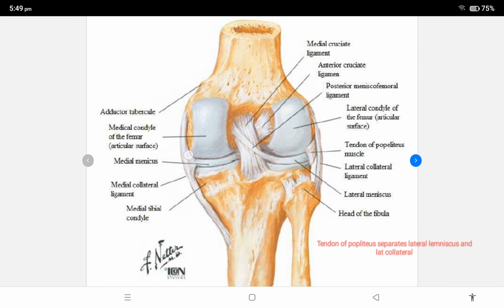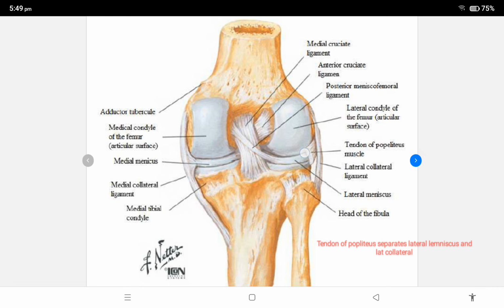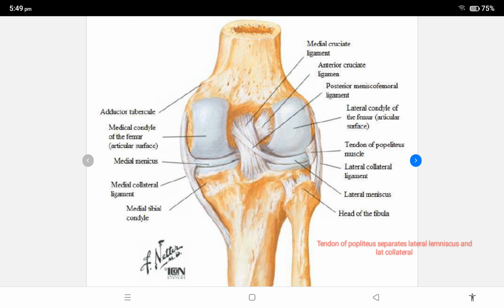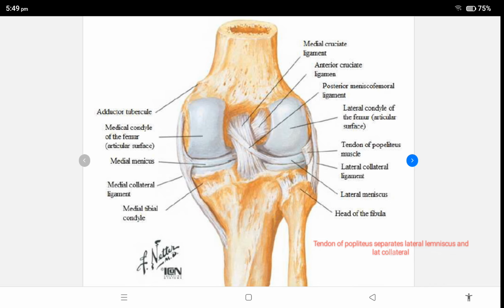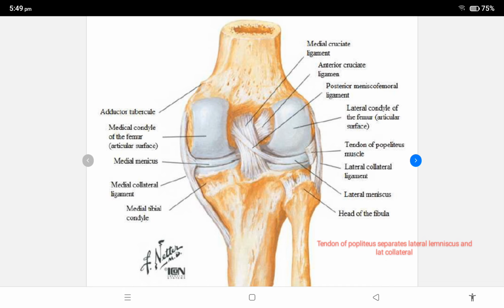So here the medial meniscus and the medial collateral ligament are directly attached to each other. But here the lateral collateral and the lateral meniscus have the tendon of the popliteus muscle in between. This is the head of the fibula. So what is important here is that the tendon of the popliteus separates the lateral meniscus and the lateral collateral. Okay.